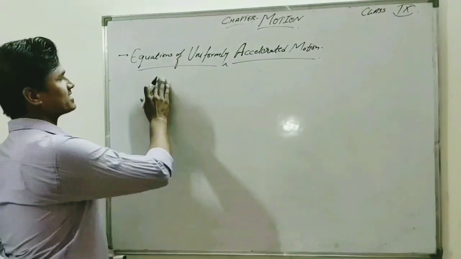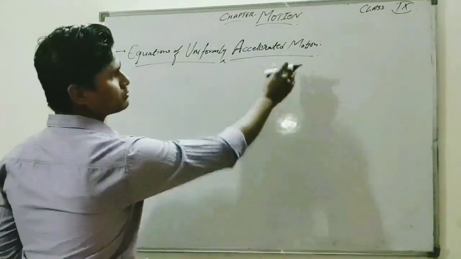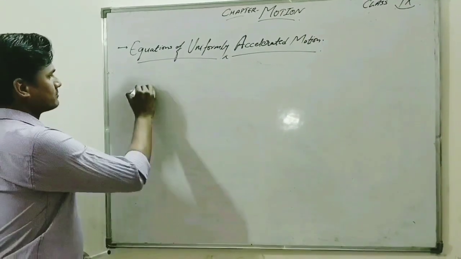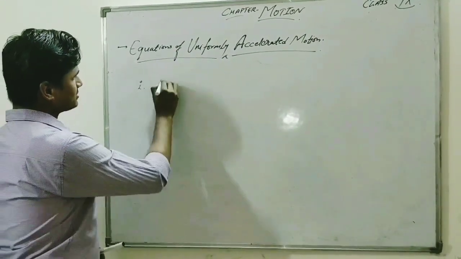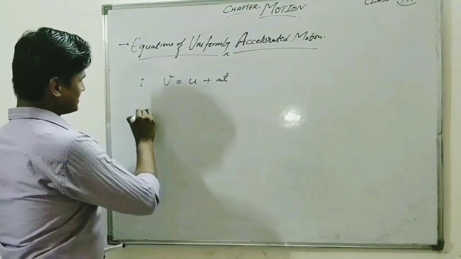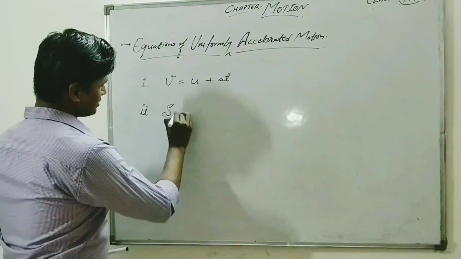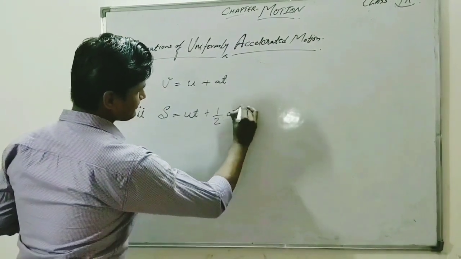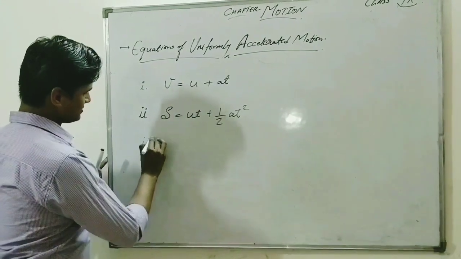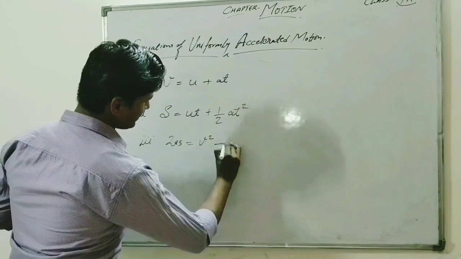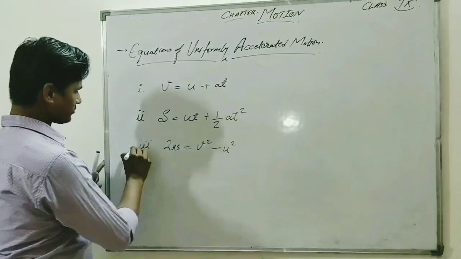Students, now we come to our next topic, equation of uniformly accelerated motion. Students, there are total three equations given by Newton. The first equation of motion is V is equal to U plus AT. Second equation is S is equal to UT plus half AT square. Third equation is 2AS is equal to V square minus U square.